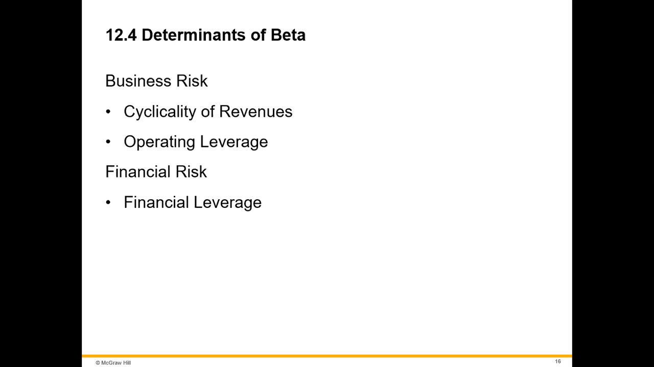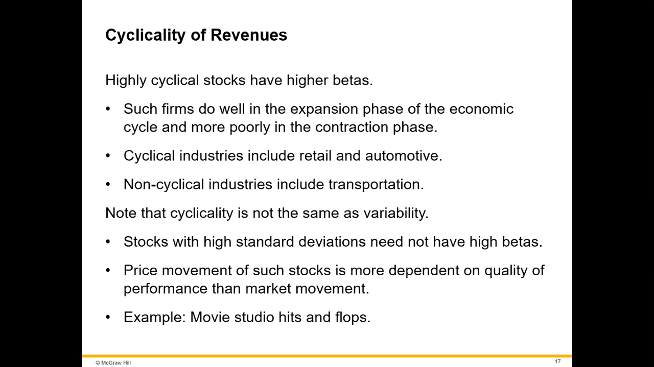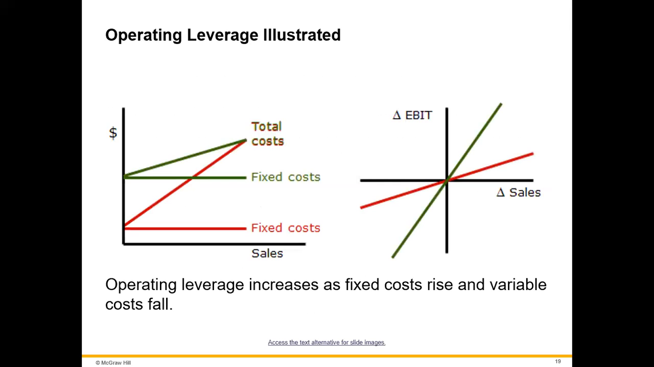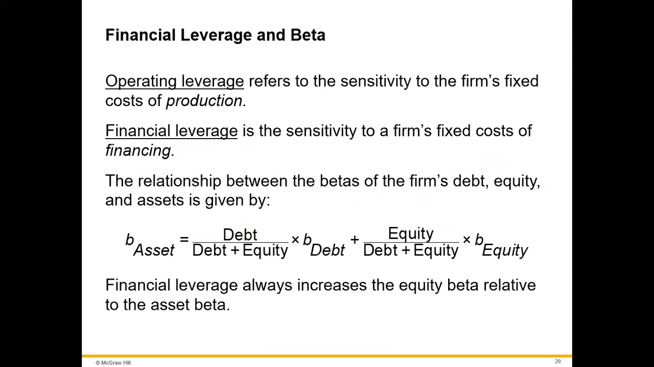Sorry, I wasn't even thinking that this was here. So there's the cyclical, there's your operating leverage. Right? But let's get to our financial leverage. So financial leverage is the sensitivity to a firm's fixed cost of financing. So what we do is we take a look at the relationship between the betas of the firm's debt, equity, and assets. And this is defined as you can see there.